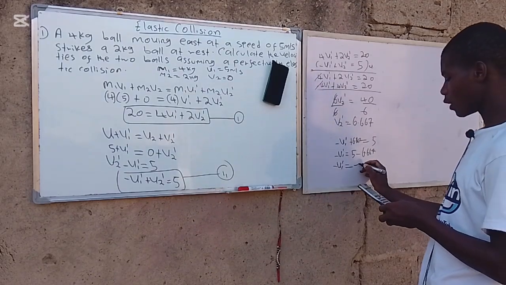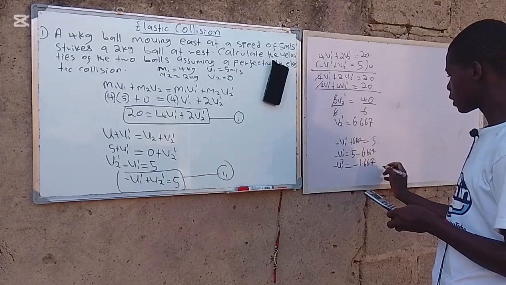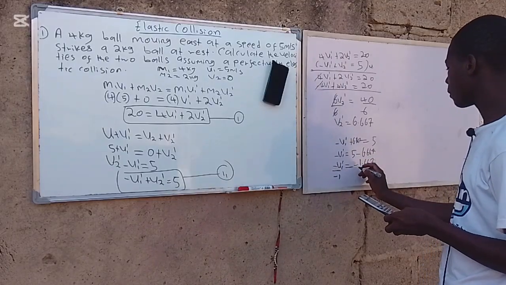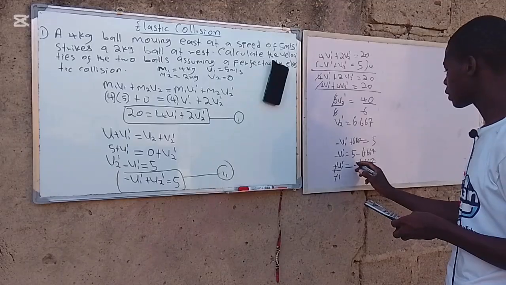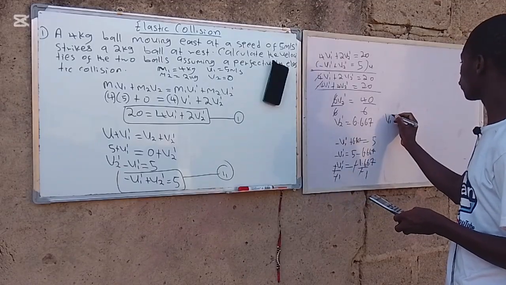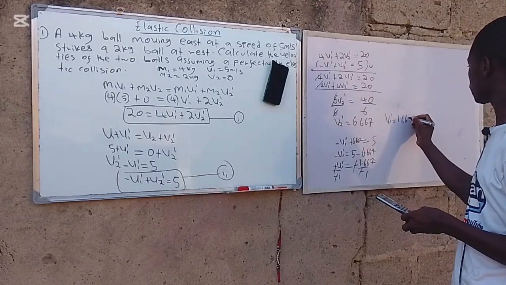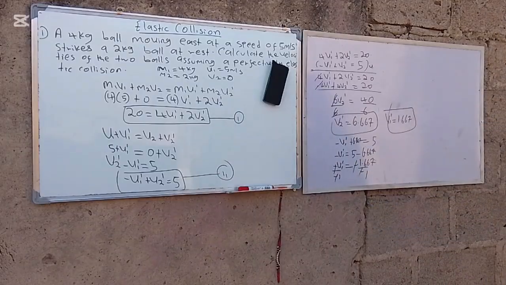So this should now be minus 1.667. If I divide both sides by minus 1, this will cancel this. Therefore, v1 prime is equal to 1.667. So this is all for this question.